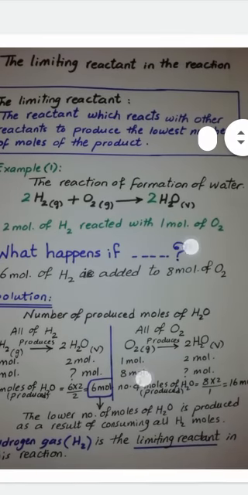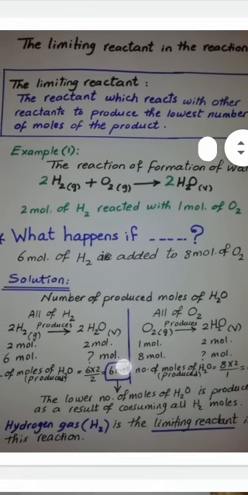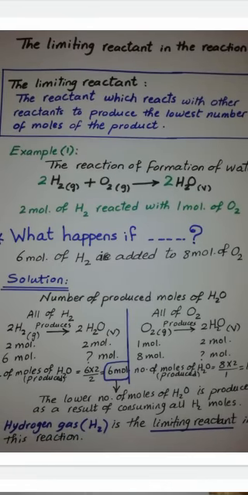In example number 1, as you see, 2 moles of hydrogen reacted with 1 mole of oxygen gas to produce 2 moles of water vapor. What happens if 6 moles of hydrogen are added to 8 moles of oxygen?